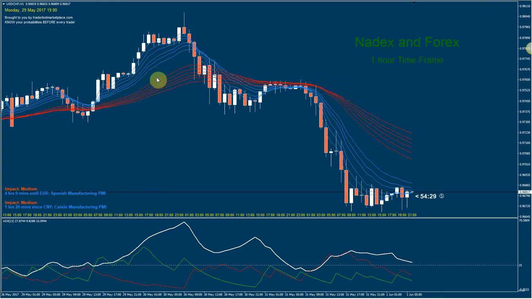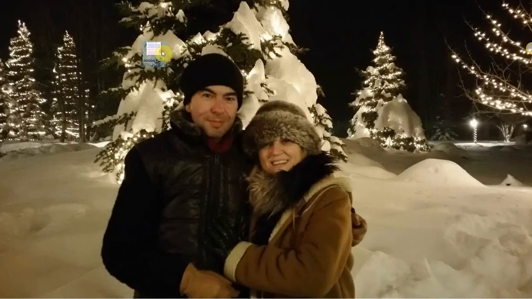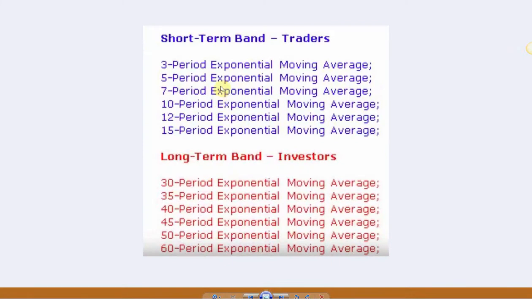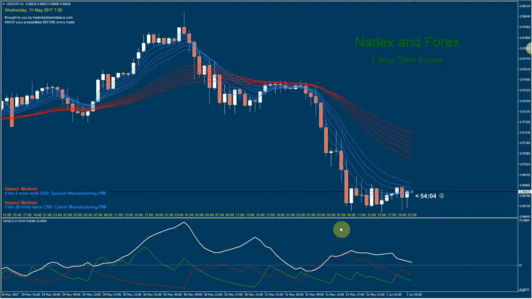You see that there are a lot of moving averages. There are 6 blue and 6 red. I'm gonna show you the settings, so you can pause the video and then add them into your MT4 or your trading platform that you use. And I use also the ADX indicator. For me, it's one of the best indicators out there.